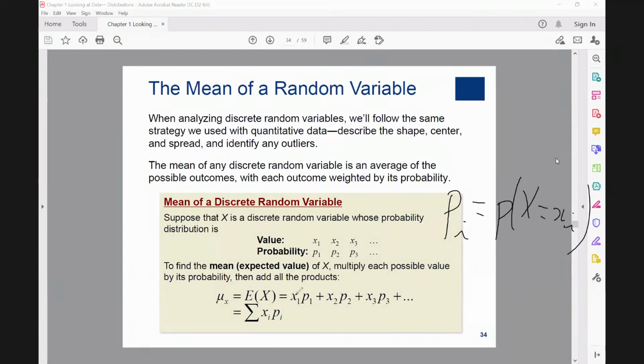mu x is equal to E of X, which is equal to the first value of the variable times its related probability p1, plus the second one times its probability, plus the third, and so on until infinity, or if the number is finite, no problem, it's a finite sum. Here we have the sum of xi pi. Sometimes the number of terms is finite, sometimes it is not, but either way we can evaluate this expression, which is the mean of the variable X.